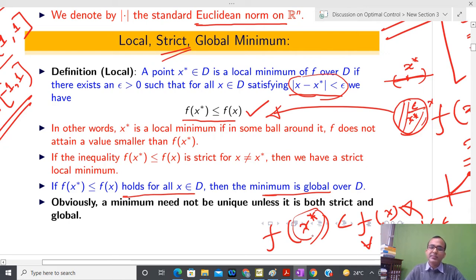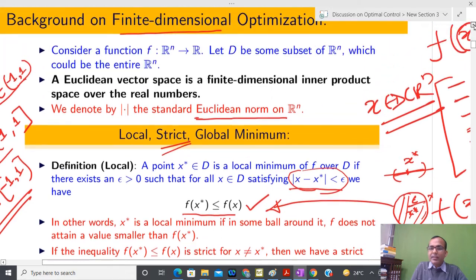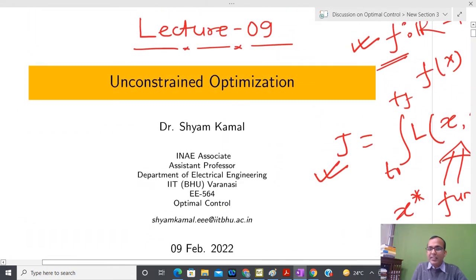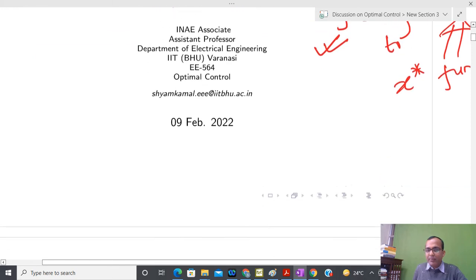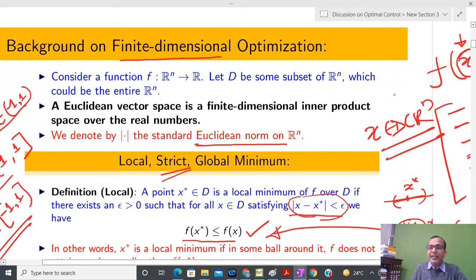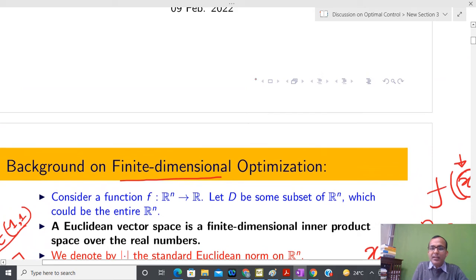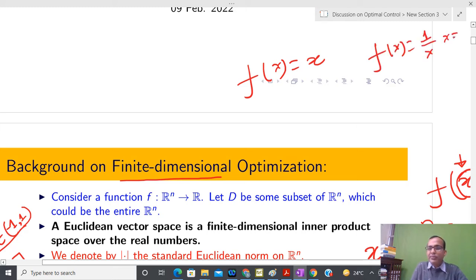Any confusion? Sir, what is D here? D is the subset. If you remember this earlier discussion, I started with some function f of x equal to x. You can modify this function, or take 1 by x for x not equal to 0, and at x equal to 0, f of x is 0. Like that, or x square, whatever you can take.